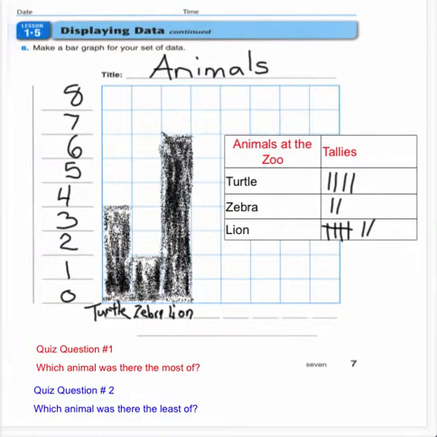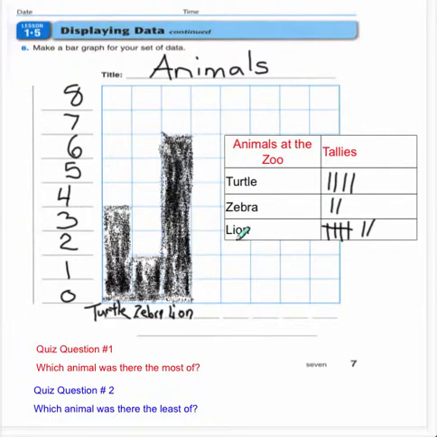Here's another tally chart and another bar graph. You now are going to get to practice what you've just learned. First, I would like you to look at the tally chart. There are 4 tallies here for turtles, and these are all for animals at the zoo. So we have 4 tallies for turtle, 2 tallies for zebra, and 7 tallies for lion.